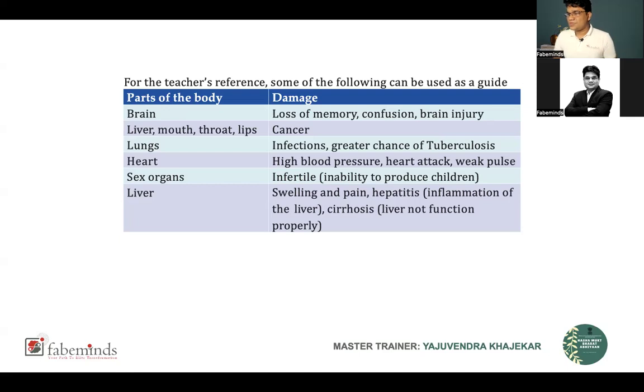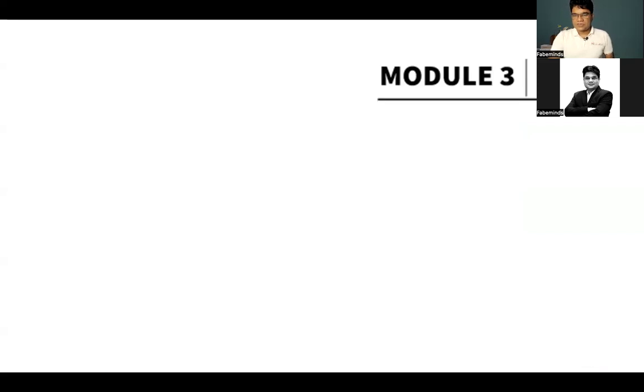Sex organs, like infertility. Okay, inability to produce children. Liver, swelling and pain, hepatitis, inflammation of the liver, then cirrhosis, that is the liver not functioning properly. Okay, so let's go ahead and see the video on the same.